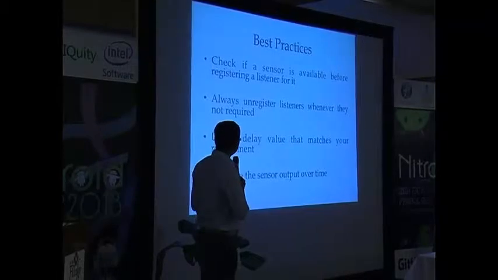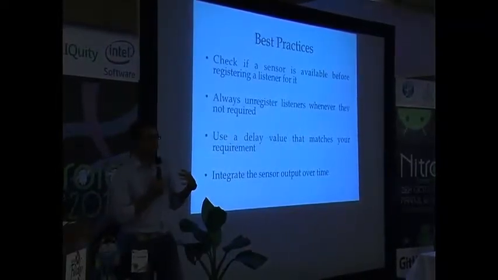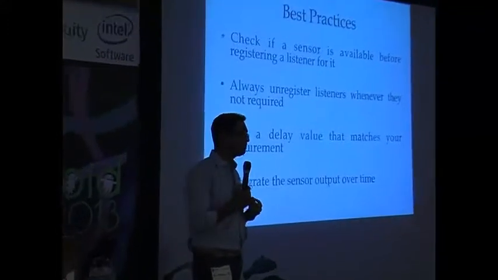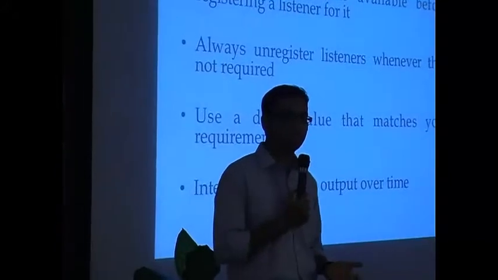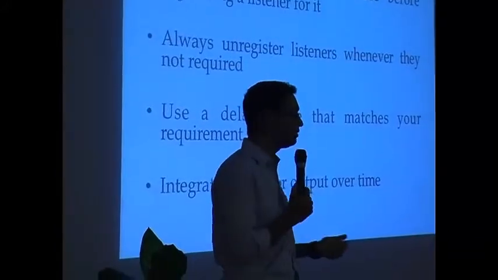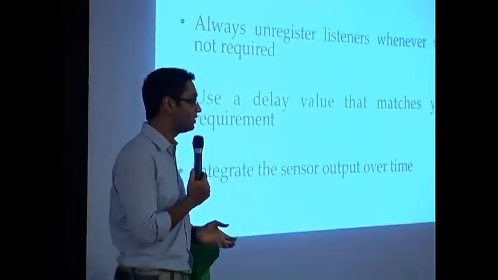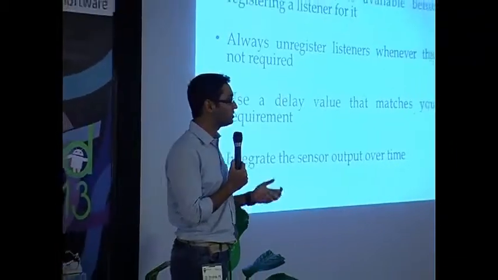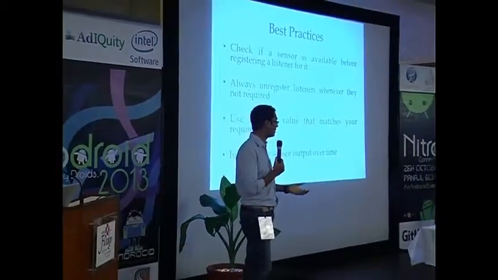And the next thing is to use a delay value that matches your requirement. Sensors can give you data really fast, but in most cases you won't need it to be that accurate. So you can save battery life by using a delay value which matches what you're doing. If you're displaying on a UI, there's a different constant. If you're doing a game, it's a different constant. So just use the proper value so that you don't consume more battery than is required.